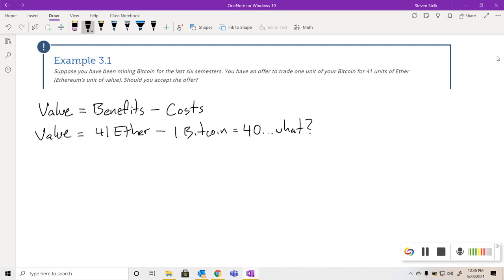Are we creating value for ourselves by executing this trade? Are we giving away value? We just don't know. And that's because the benefits are expressed in different units than the costs, right?